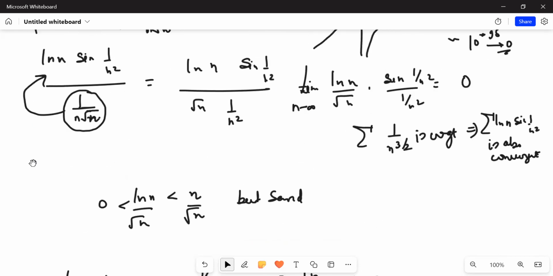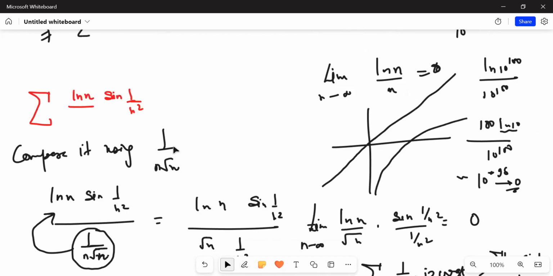I know I have gone a little bit faster. Tomorrow also I'm going to do this comparison test only, and then we'll see other tests as well, like Cauchy's condensation test and Cauchy's integral test, because they're also very helpful in the exam.